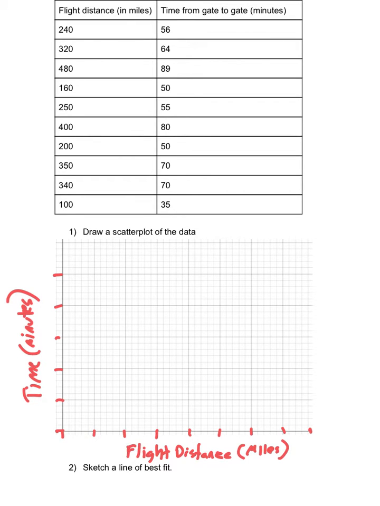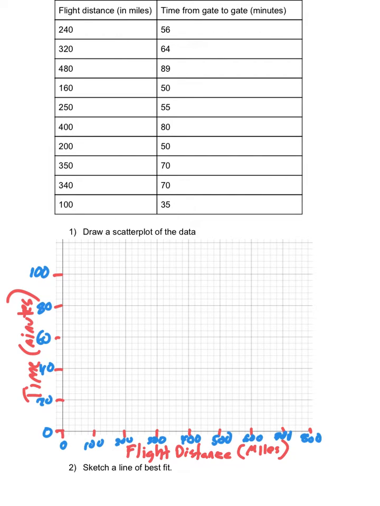And then for my minutes, it looks like around 90 minutes is my biggest one. Again, if I go 10, 20, 30, 40, 50, 60, that's not going to make it to 90. So if I go by 20s, 20, 40, 60, 80, 100, that is going to work.